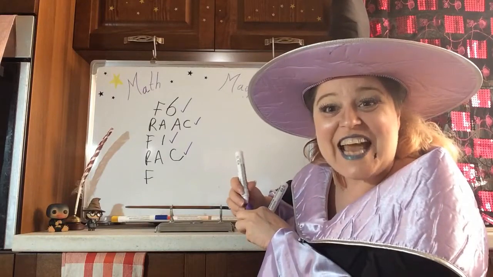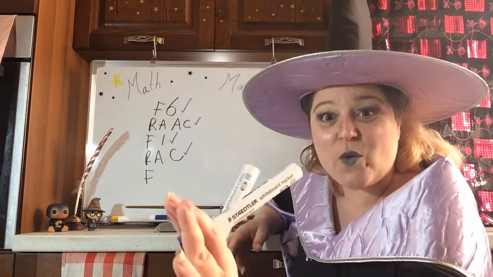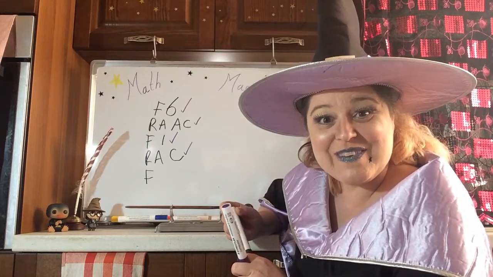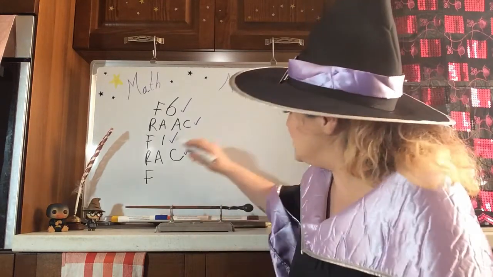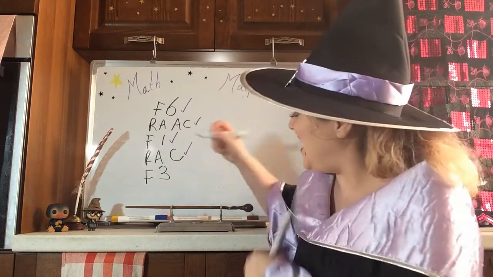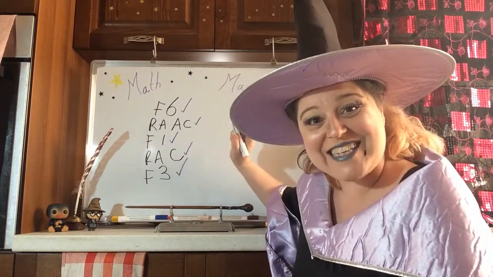Last move to get to the finish line. He needed to go forward again. How many squares forward did he need to go? Good. 3 squares forward. So, if you got that right, go ahead and give yourself a tick.